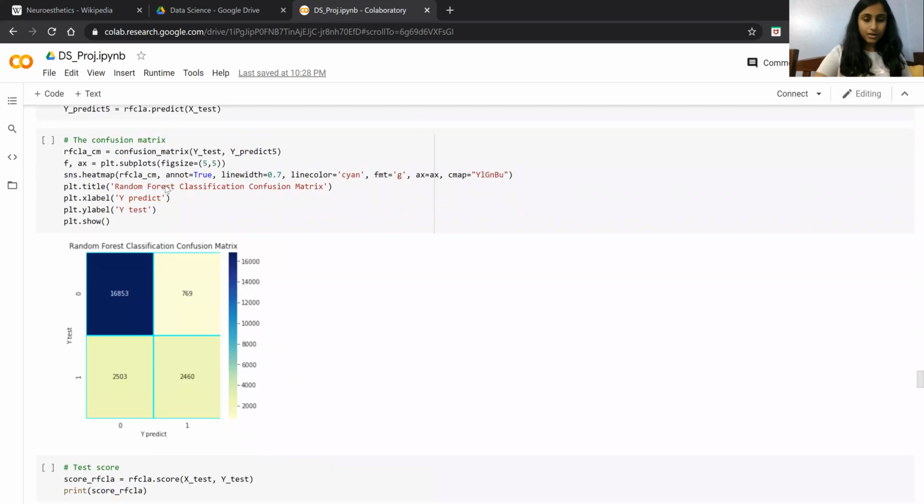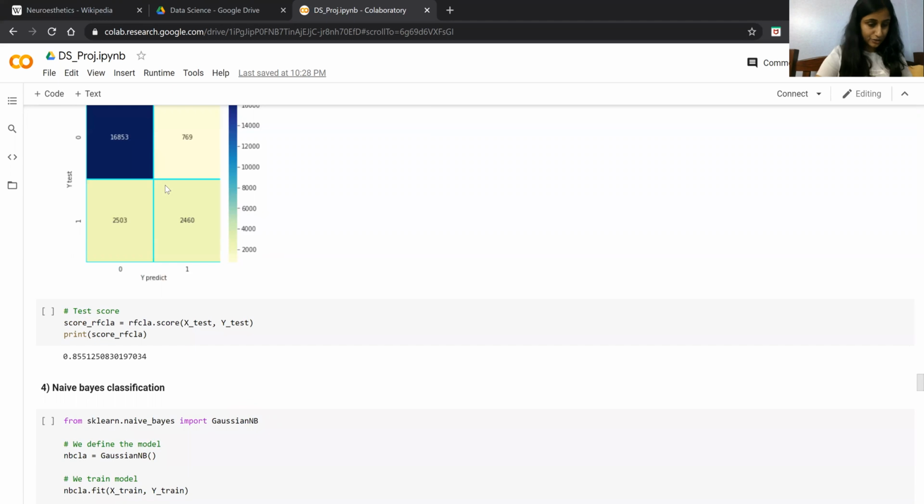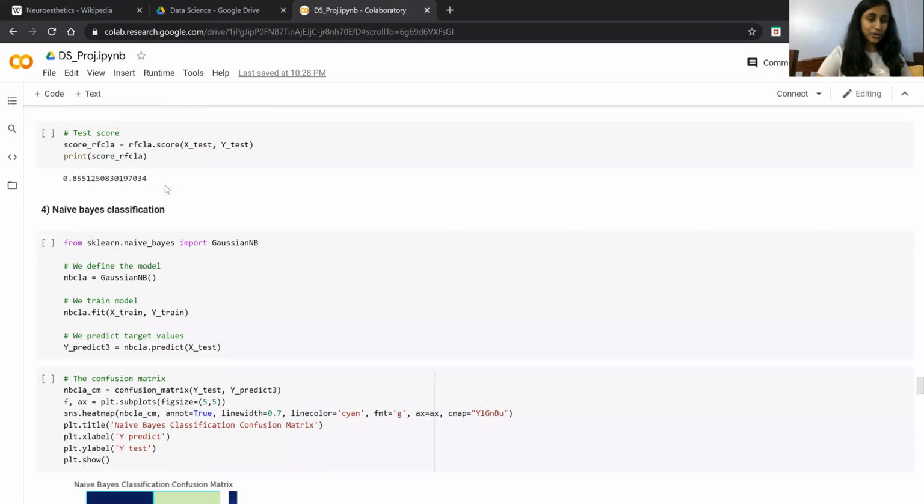Next is the random forest classifier. Again, we've printed out the confusion matrix. We printed out the test score as well, being 0.855, that is 85.5%. You can round it off to 86%.